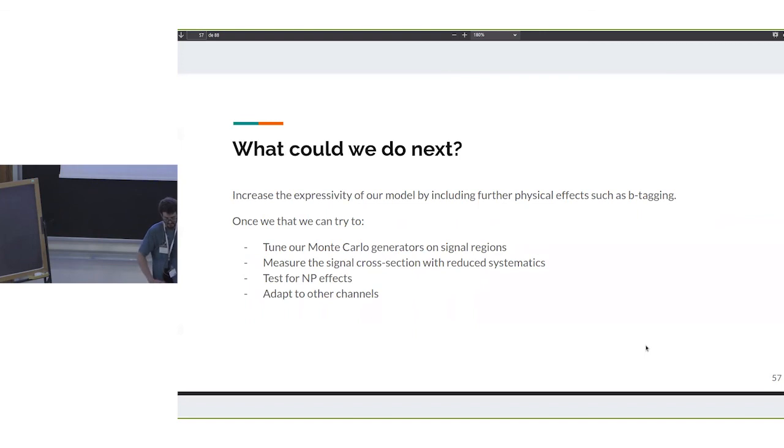So what could we do next? Well, we could first increase the expressivity of our model by including further physical effects such as B-tagging. And once we do that, we can try to tune the Monte Carlo generators on signal regions to have an explicit realization of how this would work, to try to measure the signal cross-section with reduced systematics to see if that happens, test for new physics effects, and also to adapt to other channels.